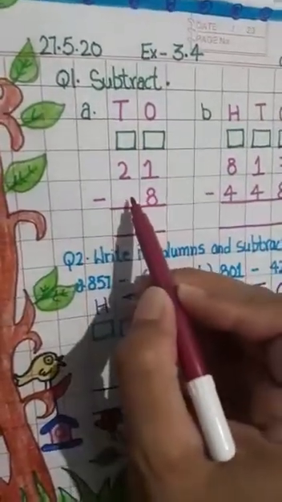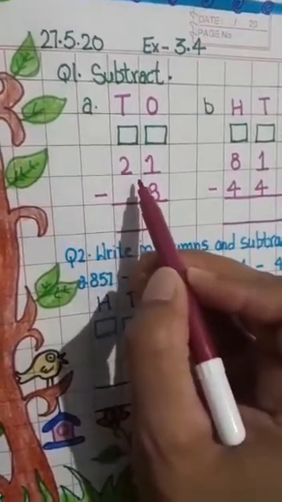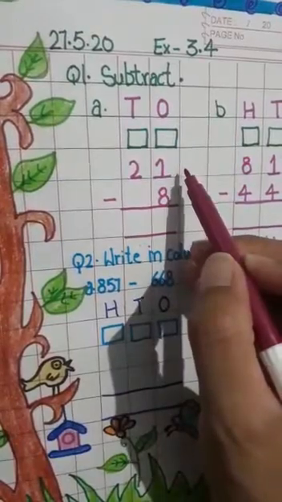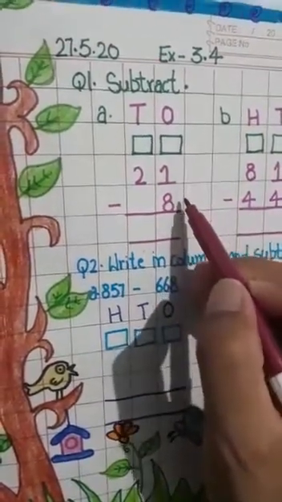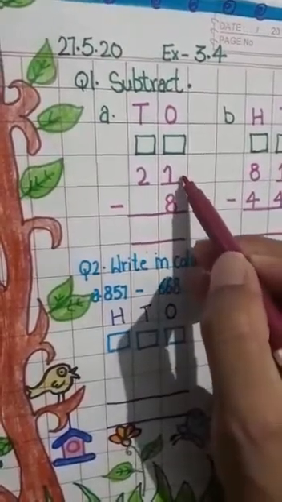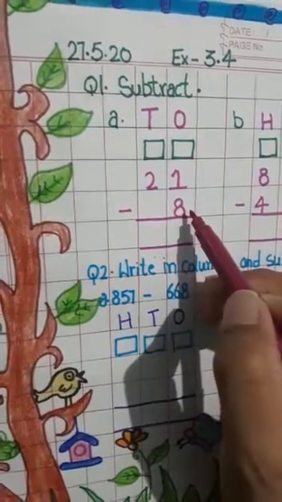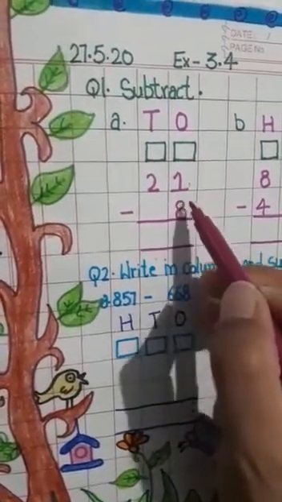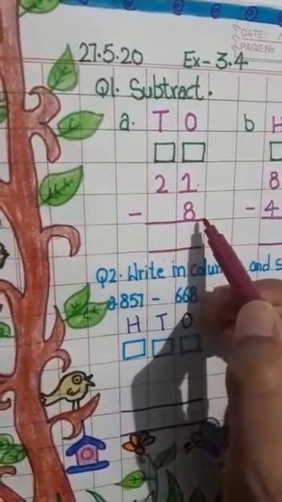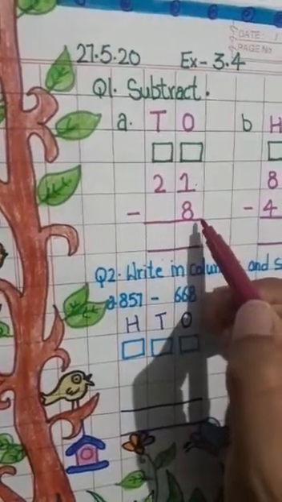Here is the first sum. We have to subtract 8 from 21. So as I told you, first of all we will subtract the ones place digit. Here we have to subtract 8 from 1. Now you just tell me, if you have only one candy and I ask you to give me 8 candies, can you give me? Are you able to do that? No, you are not able to.